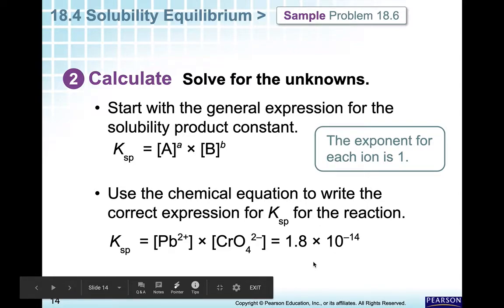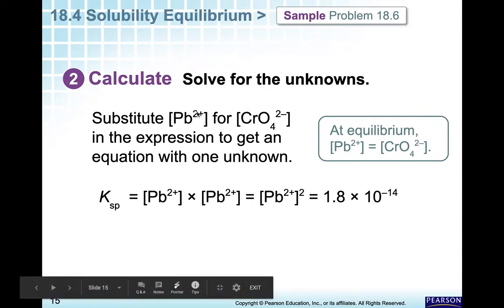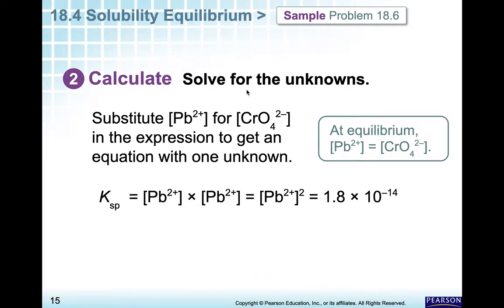Now, we have to recognize that these concentrations are going to be equal. It's the only way we can solve this. So we know they're going to be equal. We just either make them both X or make them both lead or make them both chromate. Doesn't matter. They have to equal the same number. So here we're just solving for our lead concentration. Knowing that the chromate concentration is equal, we've plugged the lead concentration in for the chromate concentration because we know they're going to be equal. Now we have just one unknown and we're able to solve for it.